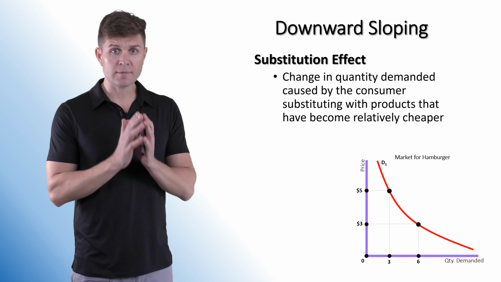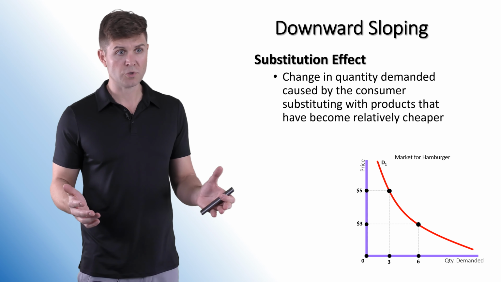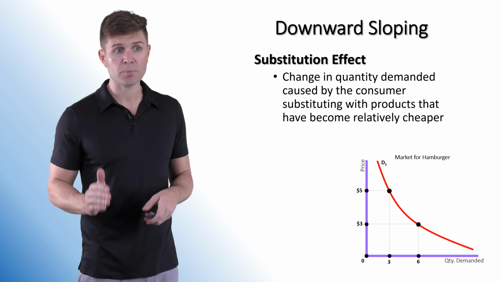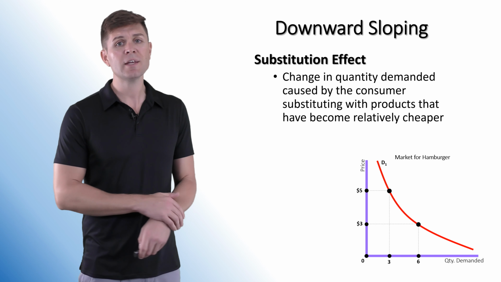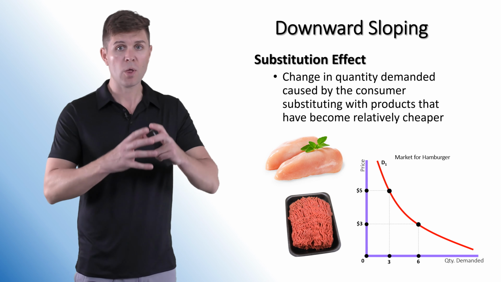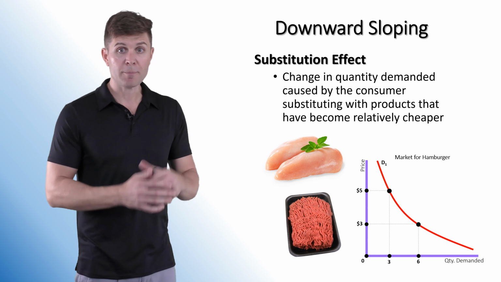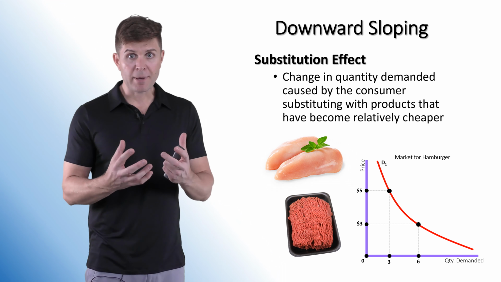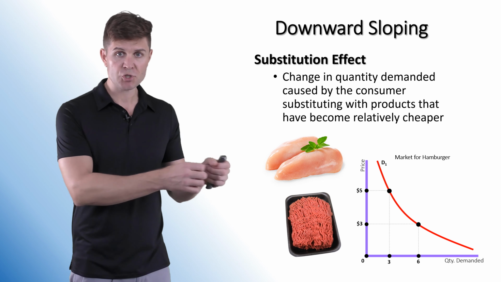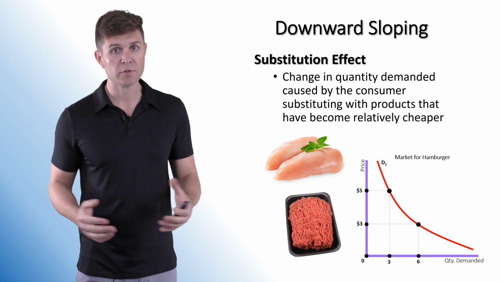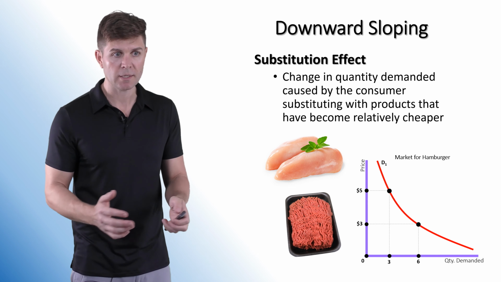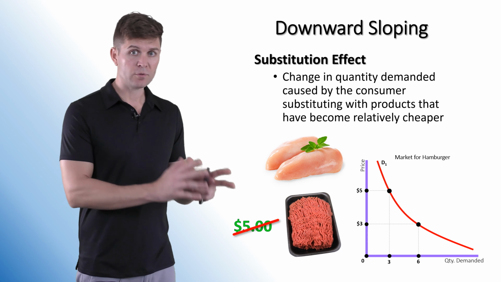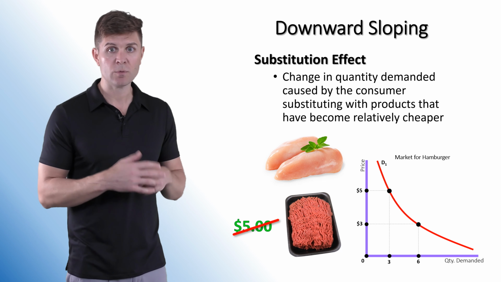Now, another reason that the demand curve is downward sloping is due to the substitution effect. Change in the quantity demanded caused by the consumer substituting with products that have become relatively cheaper. So let's say that I go to the grocery store and that I need to fulfill the protein that I need for the week. I'm going to buy some chicken, I'm going to buy some hamburger. And I base the mix that I get, how much chicken, how much hamburger, based on consumer choice, based on maximizing my utility. So let's start off with hamburger at about $5 per pound. So I buy so much hamburger based on this, I buy so much chicken based on what it cost.